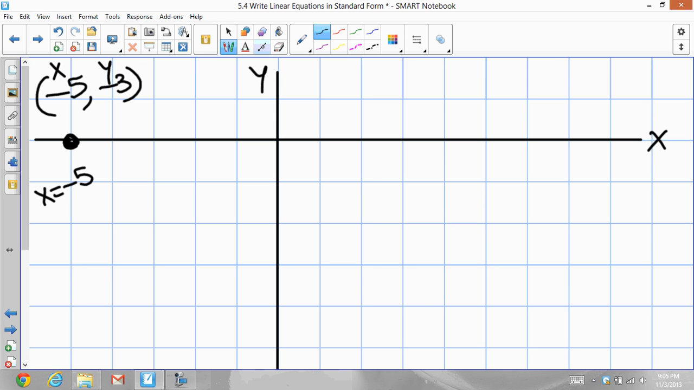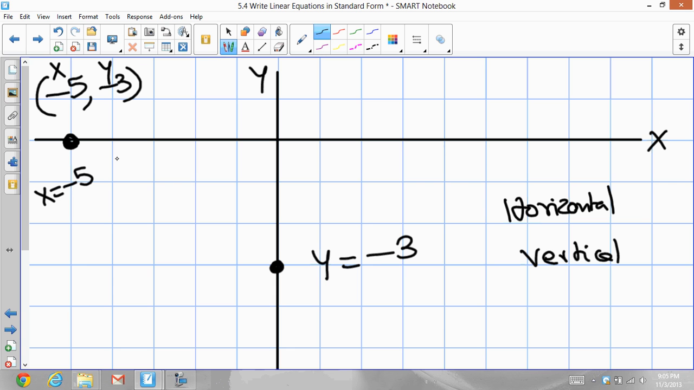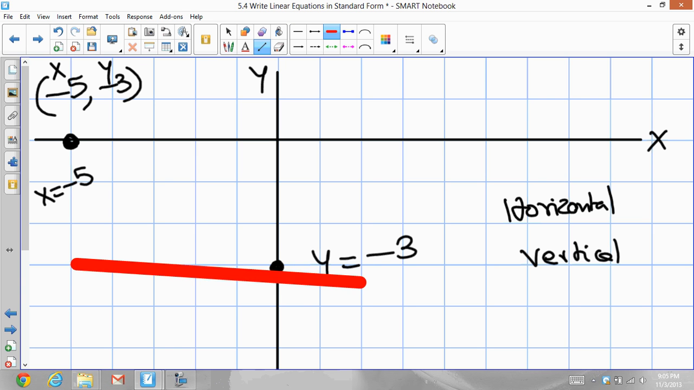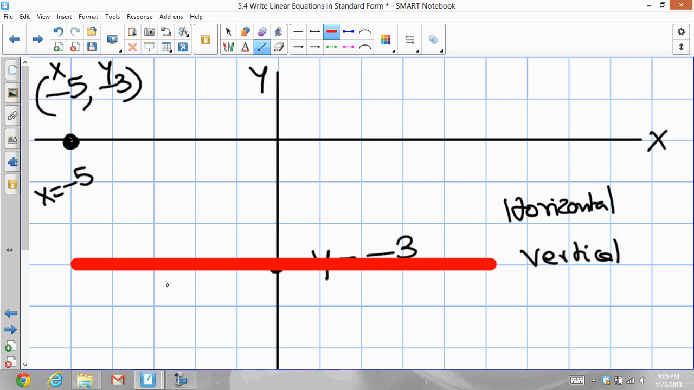So the equation is going to be x equals negative 5. My y value is going to be negative 3. So it's going to be negative 1, negative 2, negative 3. And this is my y value, which is negative 3. So my horizontal line and my vertical line equation. The red line is going through here, and my horizontal line equation is going to be y is equal to negative 3.